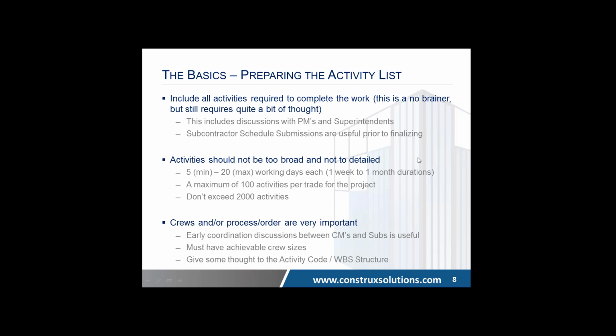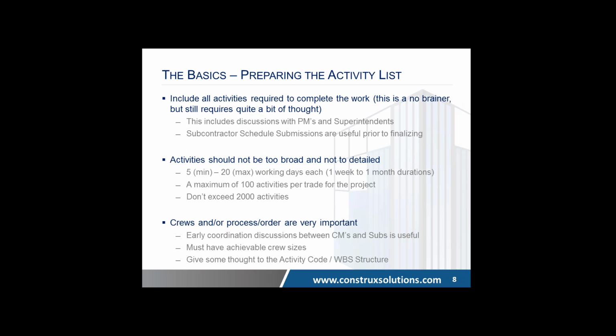Crews and process are very important. It's very important to think about how we're going to manage these crews. How many crews are there going to be, and how many people are in a crew? That's very important for determining your activity list and the order in which they're going to go. You have to have an achievable crew size. I've seen projects where they would need 100 electricians, but they can only get 30, and at the end of the day, they're scratching their head as to why they were so late. The fact is, you just didn't have enough resources based on the plan to progress in the time frames that you put together.